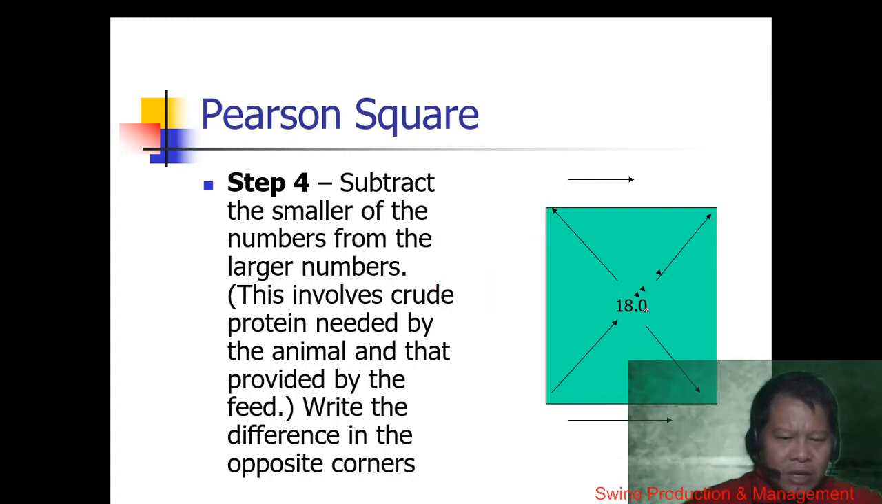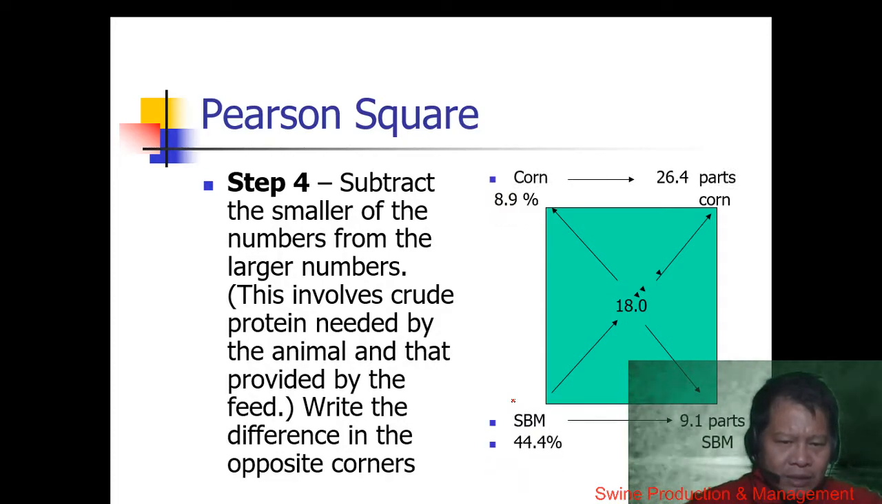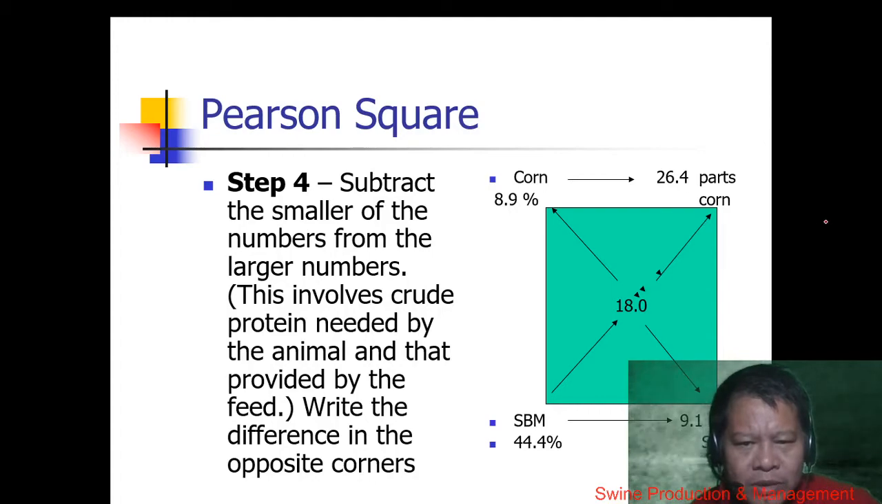So, for example, 18 minus 8.9, or 44.4 minus 18. Subtract the smaller of the numbers from the larger numbers. So, katulad nito, 18.9 minus 8.9, and 44.4 minus 18. Okay, so this involves crude protein needed by the animals and that provided by the feed. Write the difference in the opposite corners.